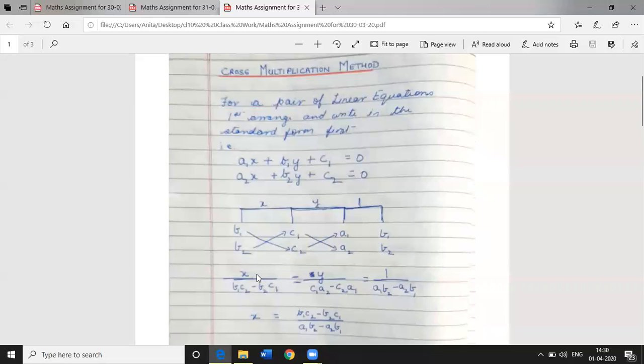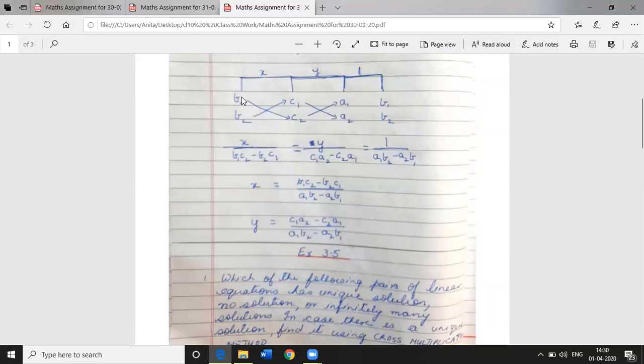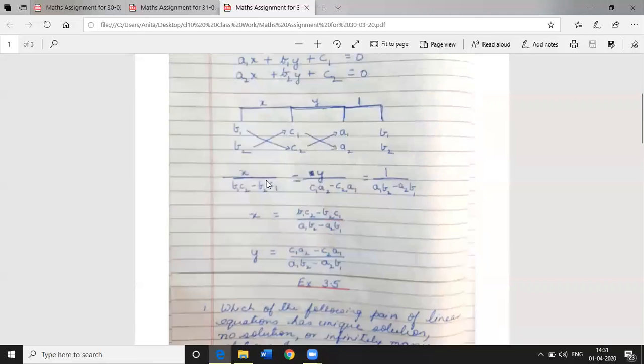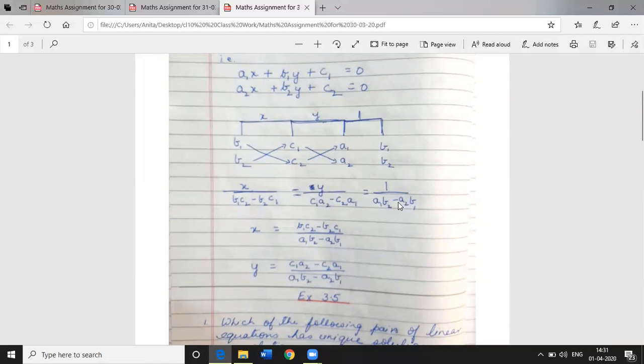Then the next step would be just write here x and cross multiply: b1 c2 minus b2 c1. This is equal to y upon c1 a2 minus c2 a1. And the last one, write here 1 upon a1 b2 minus a2 b1. Then all you have to do is take x here and the last one. This value equate with this last one. So you have this number going up here. These are all numbers, so it goes up here and you get this as your answer.